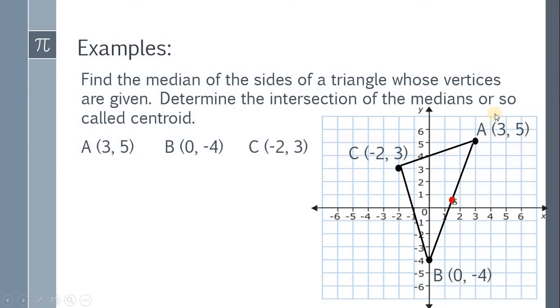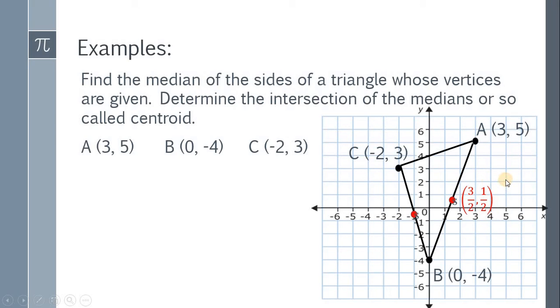So, paano ba natin hahanapin yung midpoint ng AB? Add natin yung dalawang x, then divided by 2. Add natin yung dalawang y, then divided by 2. So, we have 3 plus 0 is equals to 3, divided by 2, so we have 3 over 2. Next, 5 plus negative 4 is 1, divided by 2, so we have 1 over 2. So, ganun lang hanapin yung midpoint.